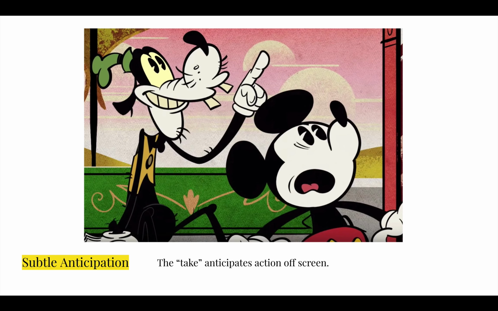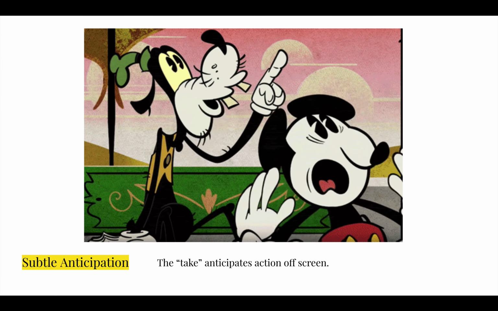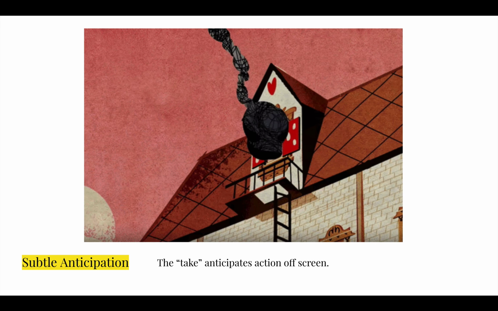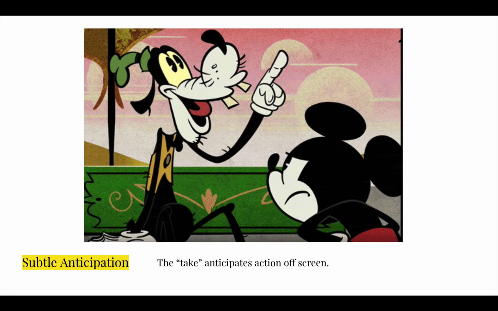Another way of adding some subtle anticipation is to do a take. Now, in a take, you're seeing the characters react to something that's off camera and unseen. So you get their reaction to it and build up to that major action of what's happening. In this case, Mickey's turning around to see a fire. And so that really sells the fact that he's excited and afraid for what's going on.